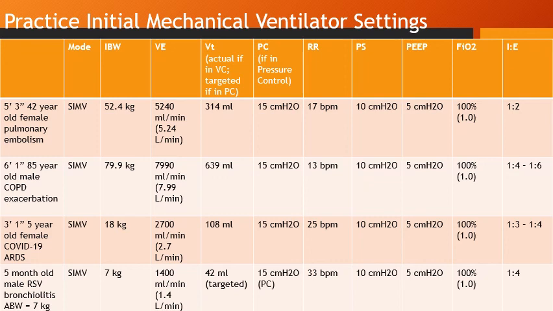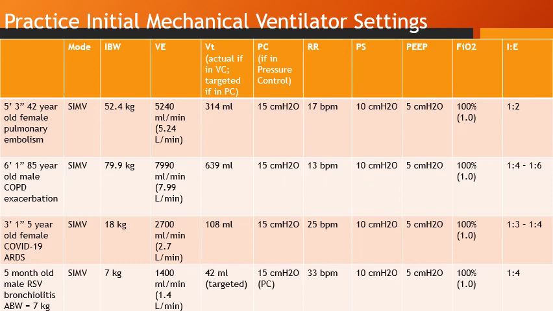Right, and then if we take her minute ventilation of 5,240 milliliters per minute divided by her tidal volume of 314 milliliters, we're going to get a respiratory rate of 17. All right, since we're in SIMV mode, our pressure support, we're always going to set that at 10 centimeters of water. Our PEEP, we're always going to start out at 5 centimeters of water. FiO2 of 100% or 1.0. And then for an adult, our I:E ratio, we're going to start at 1 to 2 because pulmonary embolism is not an obstructive pathophysiology, so our I:E should be 1 to 2.